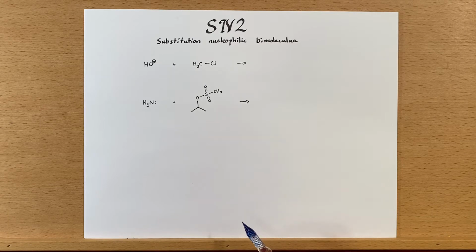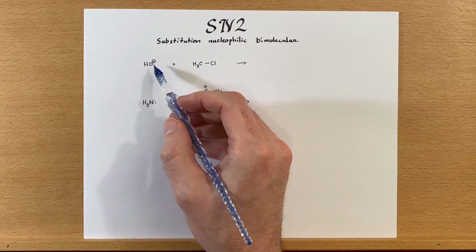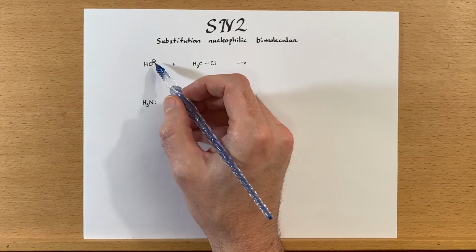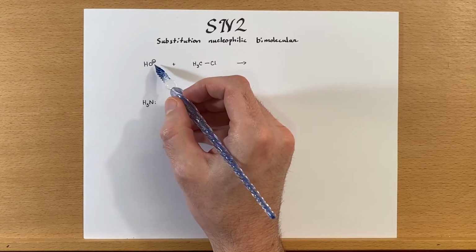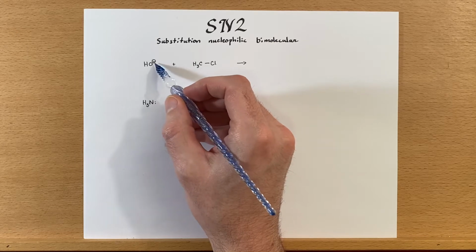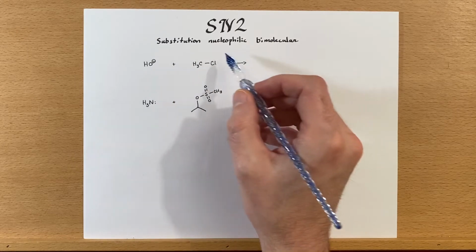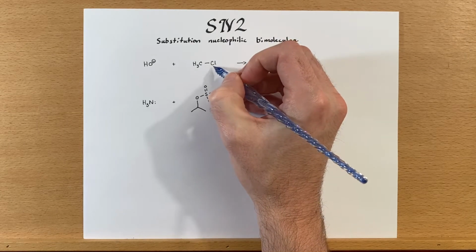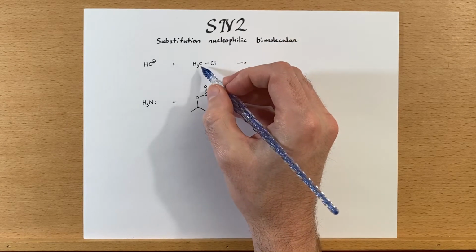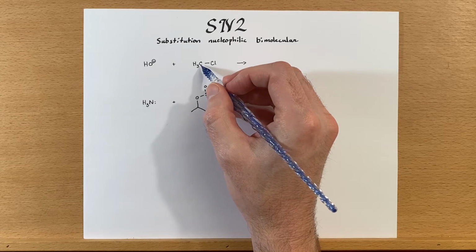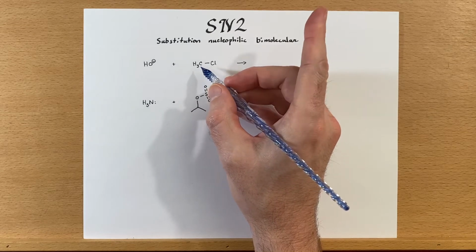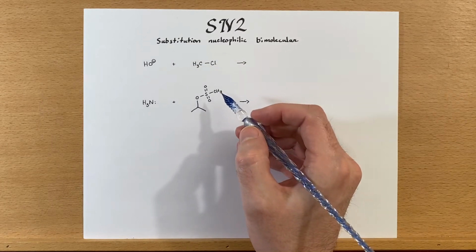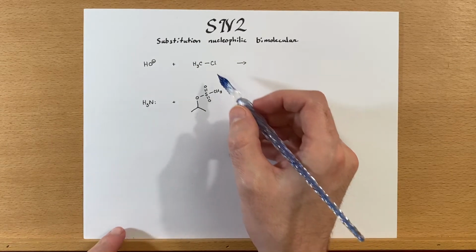So here we have kind of an acid-base reaction, and this is why we're starting with it. But we have a full negative charge on this hydroxide. And then if we look over here, we've got a partial negative charge on the chloride, and therefore we'll have a partial positive charge on this carbon. That will attract the negative charge on the hydroxide, and we could substitute it for the chloride.